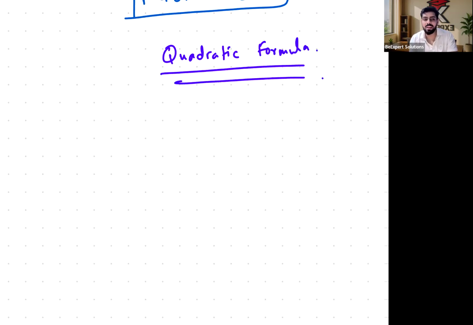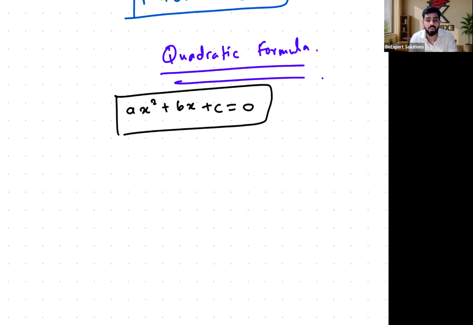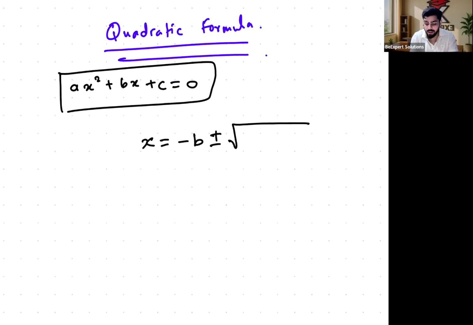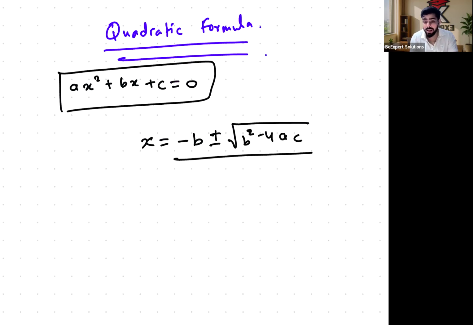So what is the quadratic formula? If the equation has been given to you as ax square plus bx plus c is equal to 0, then the quadratic formula is x equals minus b plus or minus the square root of b square minus 4ac, divided by 2a. Again, I repeat, this is b square, not 6 or anything. This is b square, divided by 2a.